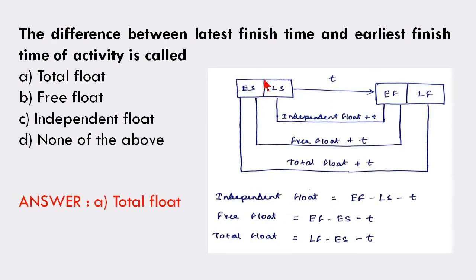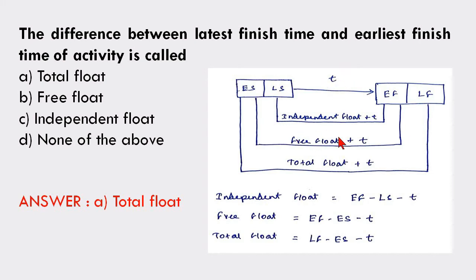The explanation is here. You have three different floats. First one is independent float, free float, total float. You can easily remember them by using this idea. First one is independent float: EF minus LS minus T. This means the independent float is the difference between earliest finish minus latest start minus activity time.